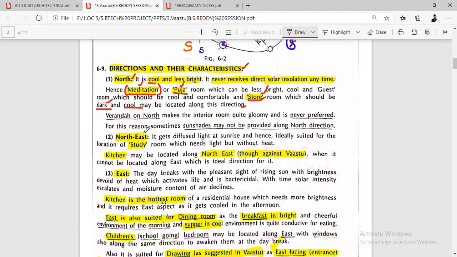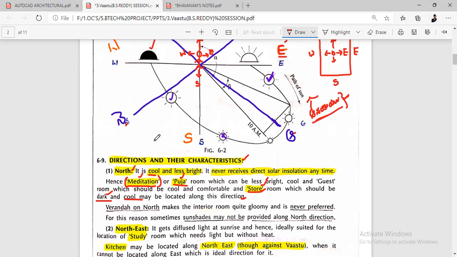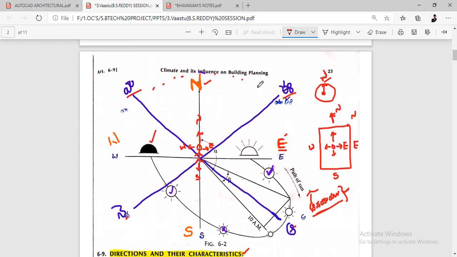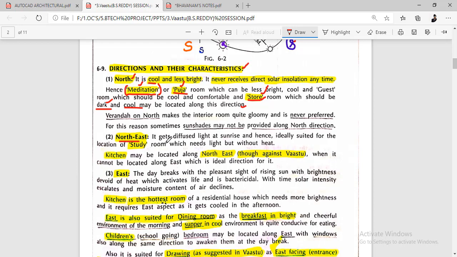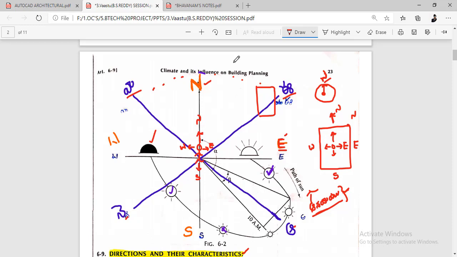Okay, and come to here, northeast. Northeast in the sense this corner. Okay, exactly, this is the northeast. It's not total north, and it's not total east. It's the northeast, in this corner position. And the northeast gets diffused light at sunrise, and hence is ideally suited for the location of study. See this, why they are suggesting this.